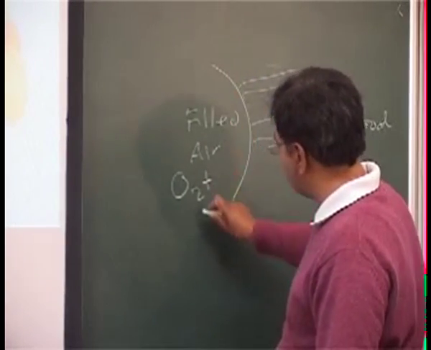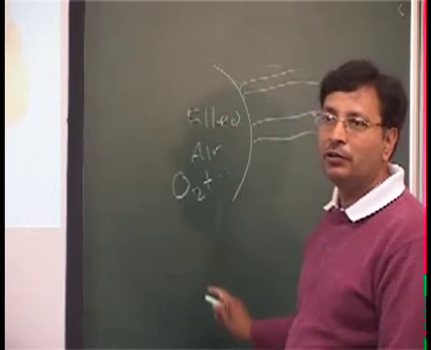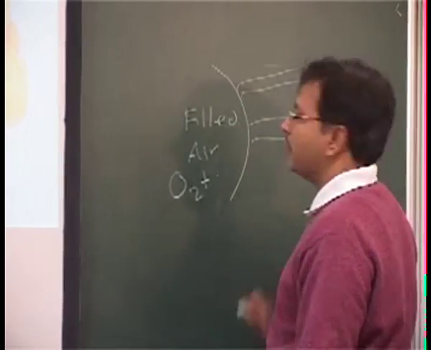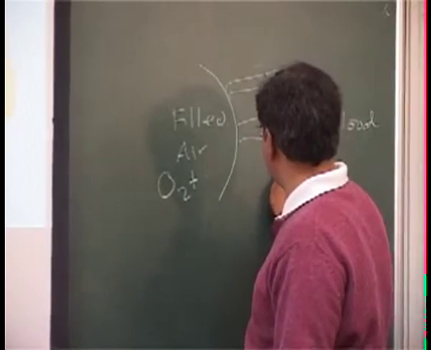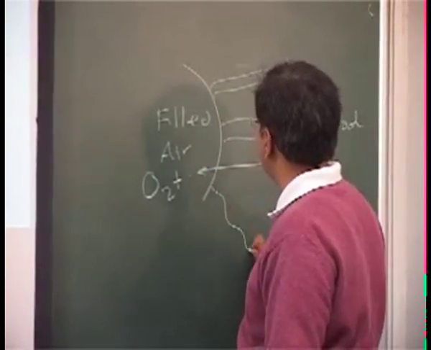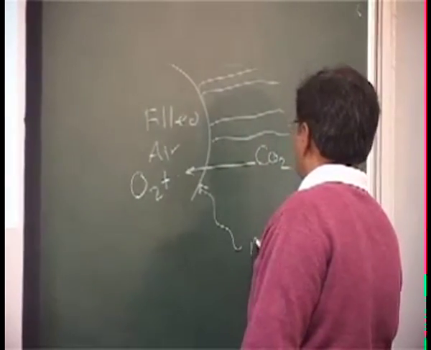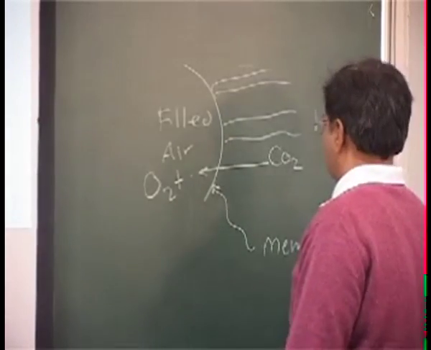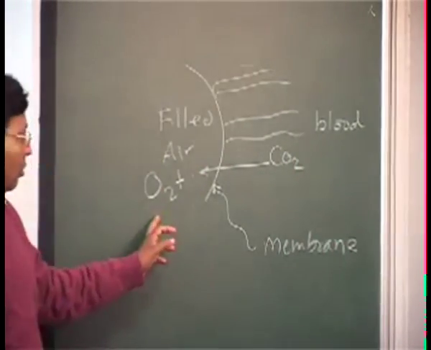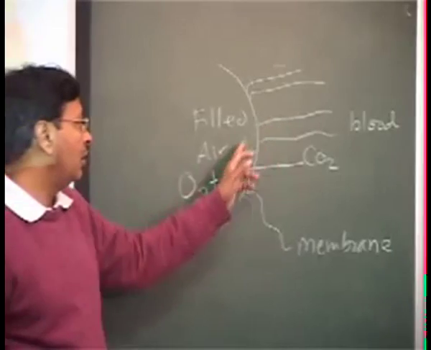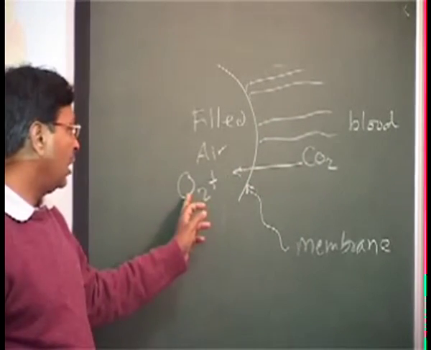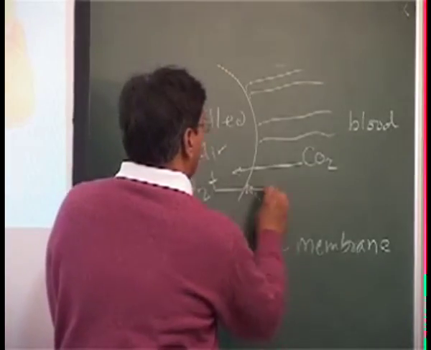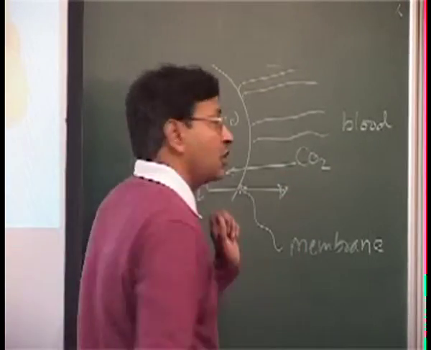See, the partial pressure of the oxygen is way higher on this side, and the partial pressure of CO2 is very high on this side. So CO2 will exchange, and this is a membrane, don't forget. Your CO2 will transfer from the blood into the lungs, and the oxygen from the lungs will go to this side. So this exchange takes place.